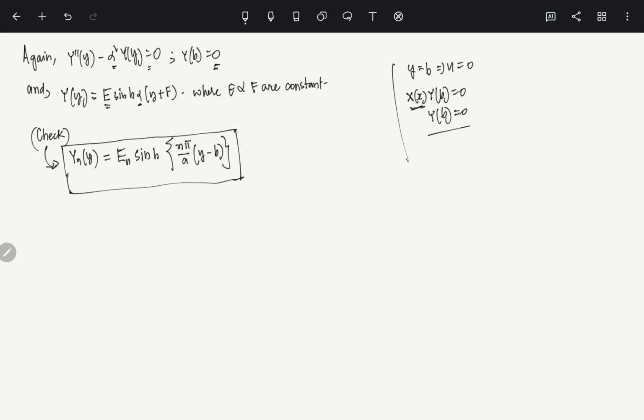Once you check this, because of linearity, what happens is this. For a fixed n, let's say n equals n naught, X of n naught at x, Y of n naught at y, this is u of n naught at the point x and y. You understand?